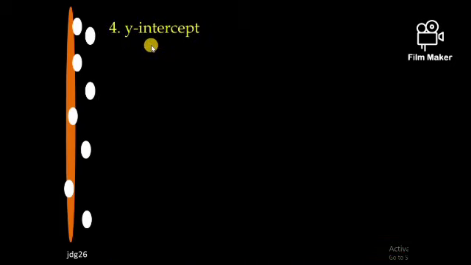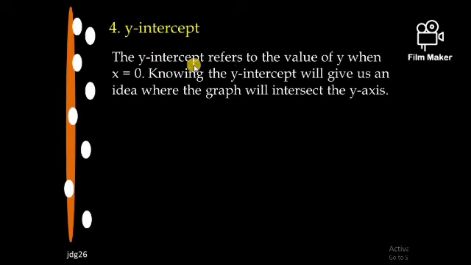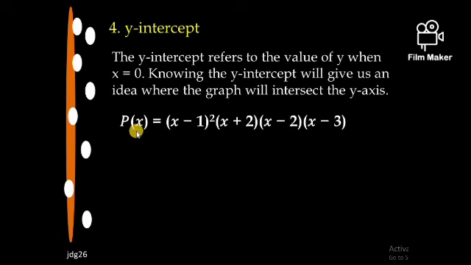Lastly, kailangan din natin i-consider si y-intercept. Ano ba si y-intercept? It refers to the value of y when x is equal to 0. Knowing the y-intercept will give us an idea where the graph will intersect the y-axis. So, balikan natin yung polynomial function na given kanina. So, alamin natin ang y-intercept. Kung naalala nyo kanina, si x-intercept, yun yung mga values ng x. Si y-intercept naman, kukunin natin yung mga constant number.